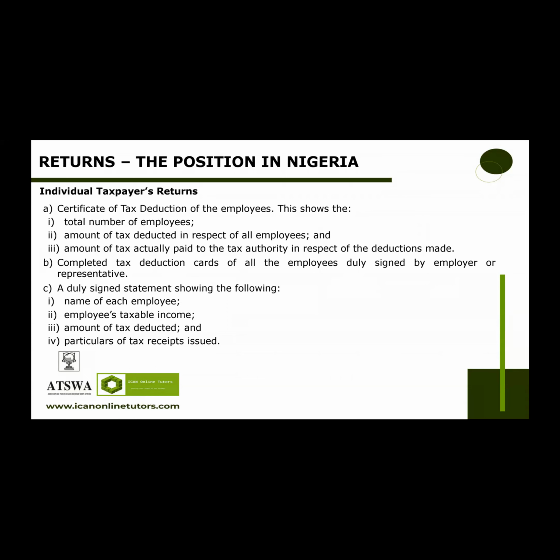Such returns usually include the following: certificate of tax deduction of employees, which shows the total number of employees, amount of tax deducted in respect of all employees, and amount of tax actually paid to the tax authority in respect of deductions made; completed tax deduction cards of all the employees duly signed by the employer or representative; and a duly signed statement showing the following: 1, name of each employee; 2, employee's taxable income; 3, amount of tax deducted; and 4, particulars of tax receipts issued.